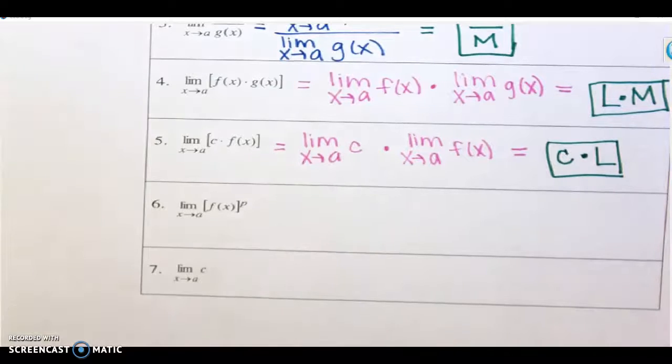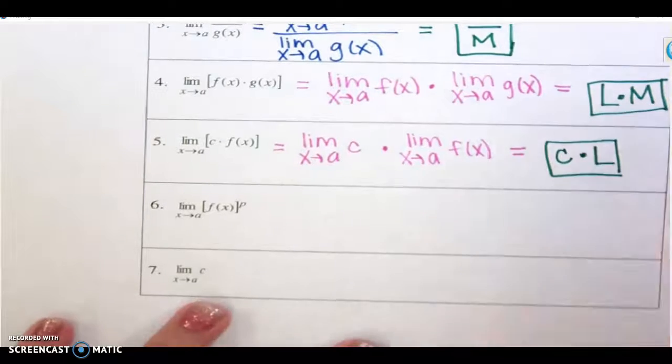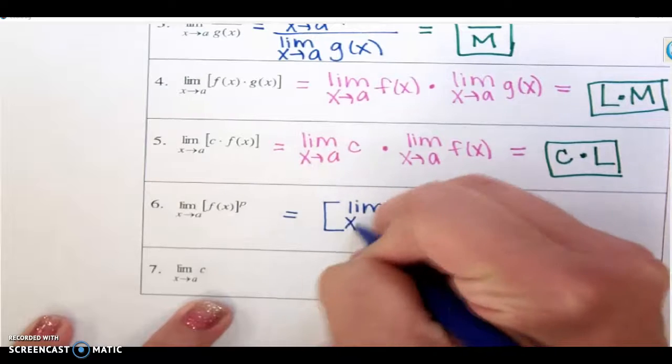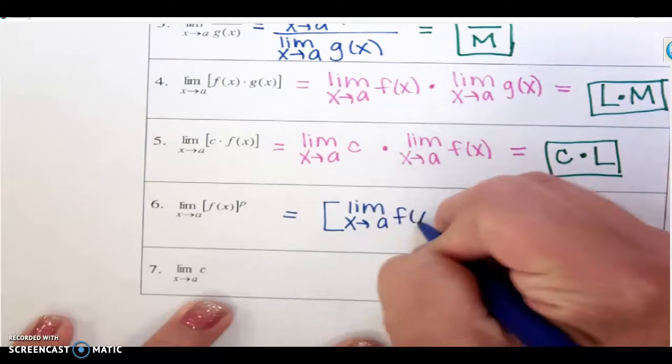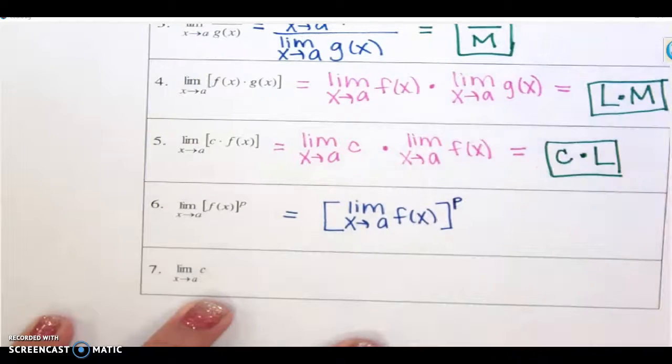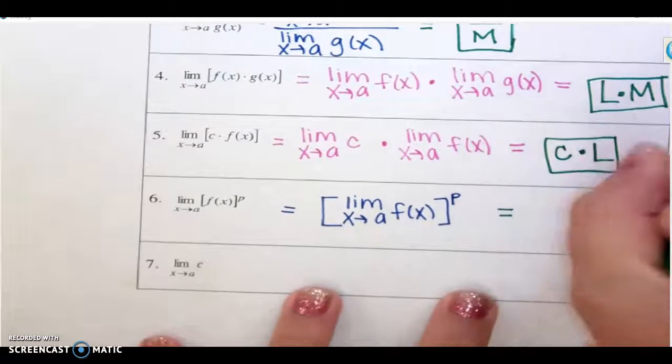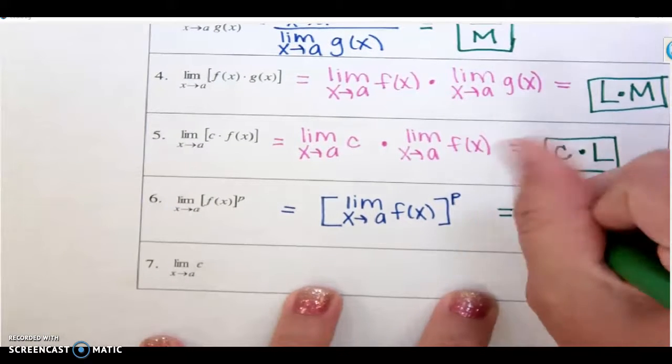So then for number 6, we have an exponent here. So this is the same thing as raising the whole limit. So the limit as x approaches a of f of x, raising whatever that whole limit is to that power. So that's going to be the same thing as saying L to the p power.